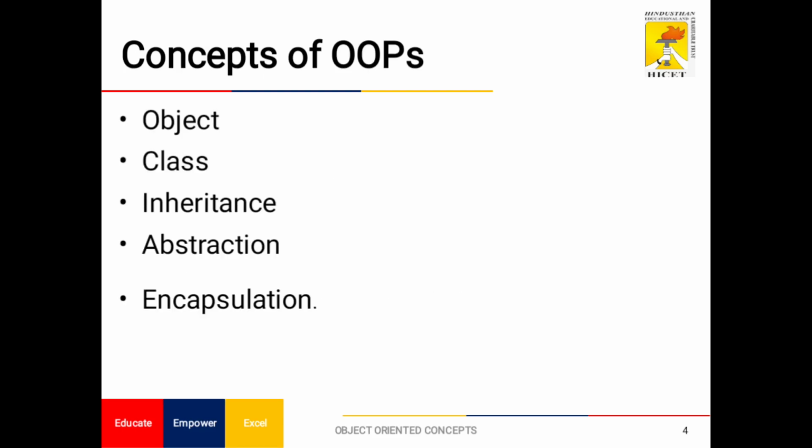These are the concepts of OOPS. The first: we all know that without an object or a class we cannot step into object oriented programming. The next one is that by combining objects and classes we definitely have to use inheritance. The next one is abstraction, that is, hiding of classes. The last one is encapsulation.